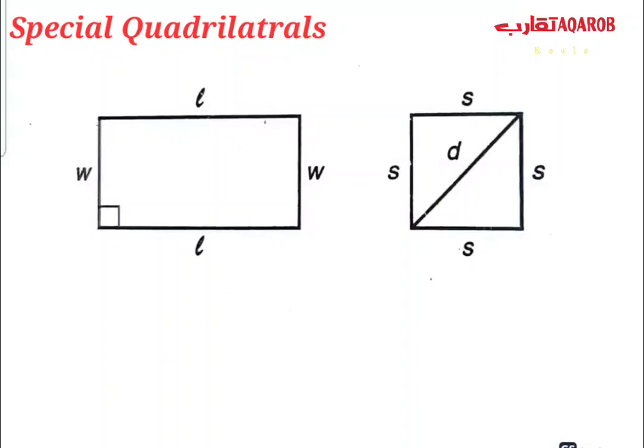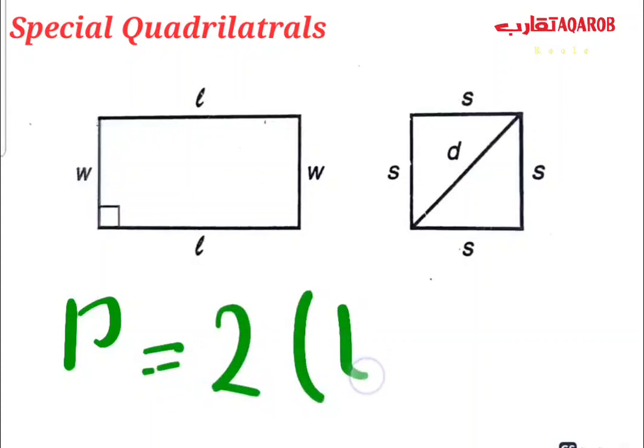To find the perimeter for a rectangle, we mentioned that the perimeter is the sum of the lengths of all the sides. So here W plus L plus W plus L. So the perimeter for a rectangle equals 2 times (L plus W).